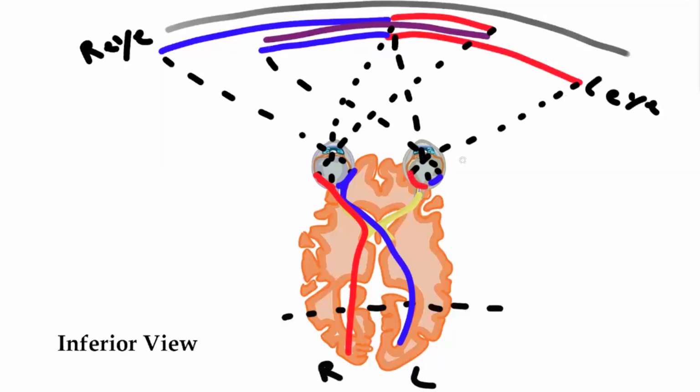Now everything that detected the left field of view needs to be interpreted by the right occipital lobe, so those axons are going to travel across the optic chiasma and head towards the right occipital lobe. And everything that detected the right field of view is going to travel straight back towards the left occipital lobe. So now everything that was in the right field of view is being detected by the left occipital lobe, and everything we saw in the left field of view in both eyes is going to be interpreted by the right occipital lobe.